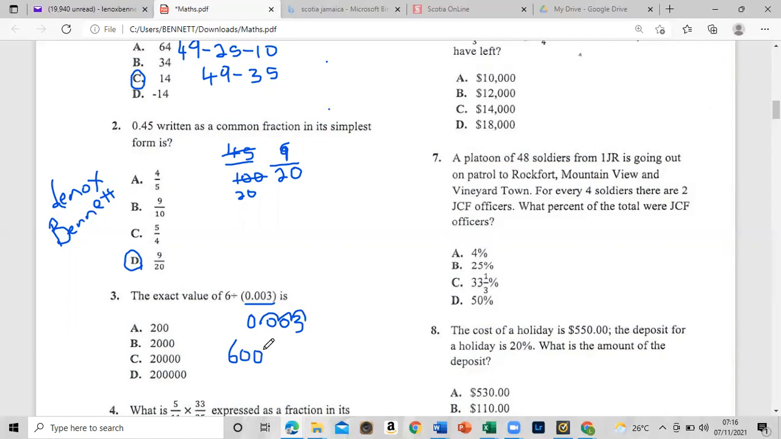Right? Okay, students. And then we divide this, so we get 2,000. Right? So it is E.